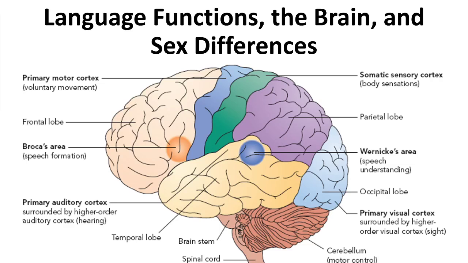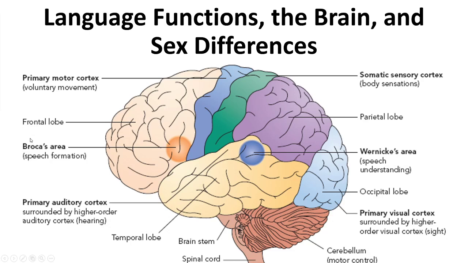All right, we're going to hop topics just a little bit here. We're going to move on to talking about the parts of the brain that are involved in language, this production and perception of language. And while we're talking about the brain and where we're producing and perceiving language, we're going to talk about some sex differences as well.